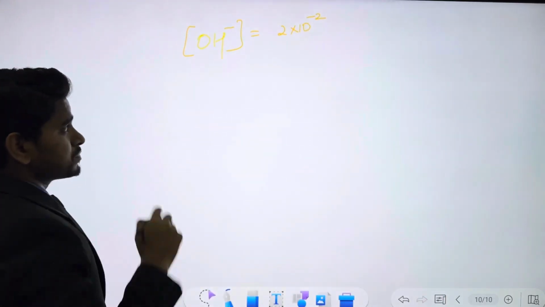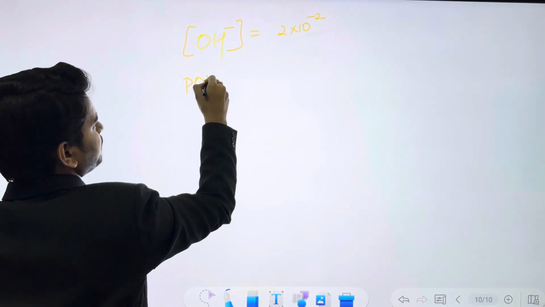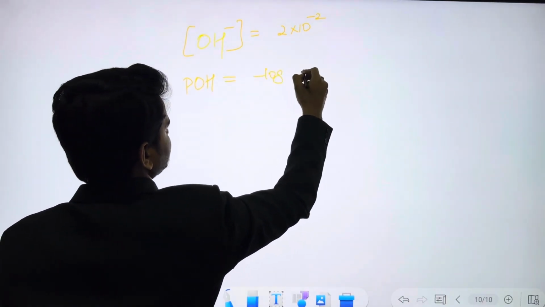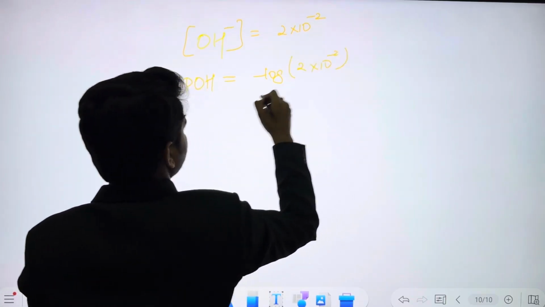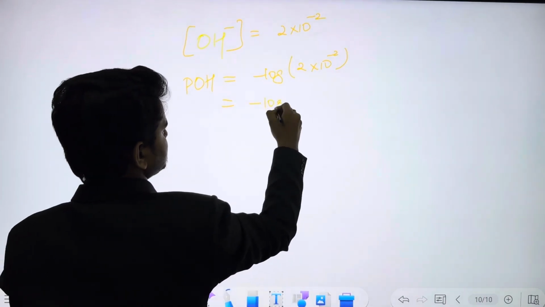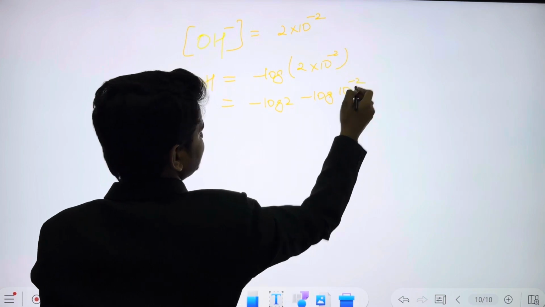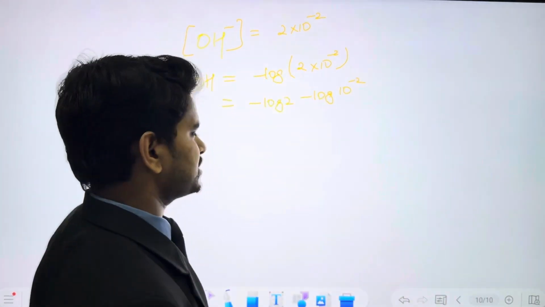So what will you do? Try to solve on your own. You will find pOH this time. You will not find pH. pOH will be minus log OH minus concentration. So 2 into 10 to the power minus 2. And this value will be minus log 2 minus log 10 to the power minus 2. This time I did not keep the minus outside the bracket. I just multiplied minus along with it.